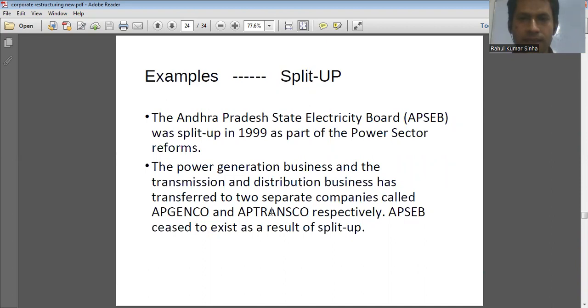Andhra Pradesh State Electricity Board was split up in 1999 as part of the power sector reforms. So it happened in the year 1999. Andhra Pradesh State Electricity Board was split up.